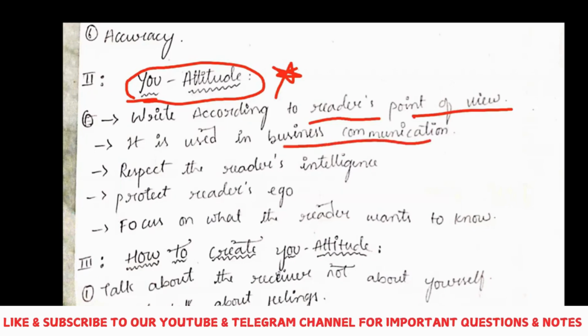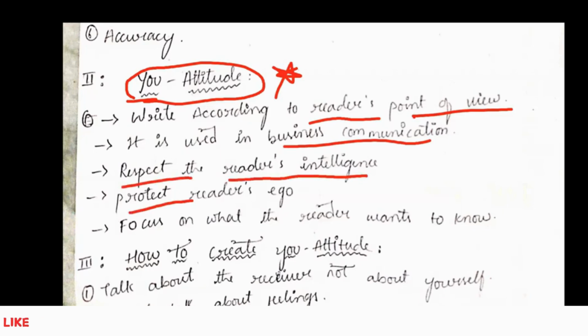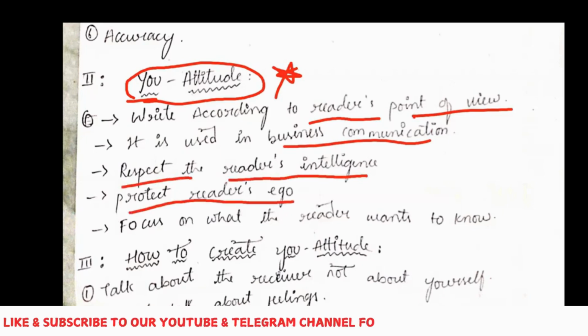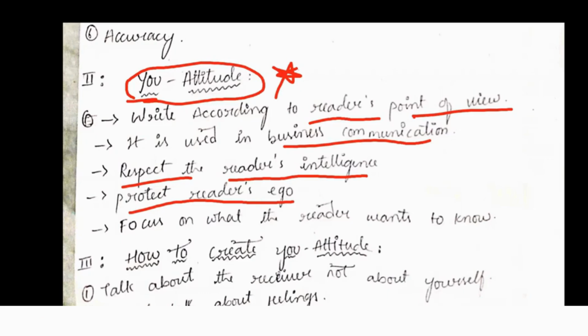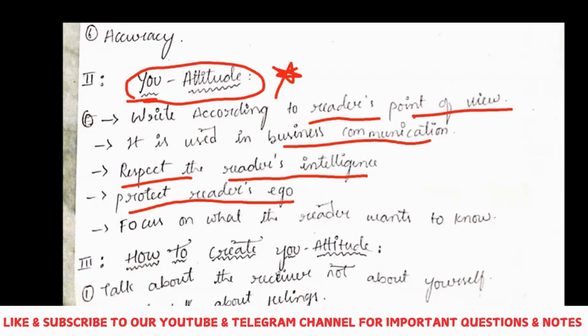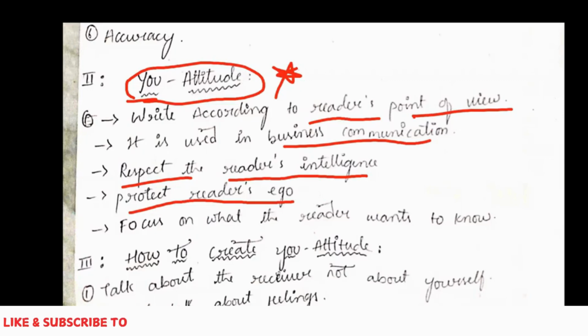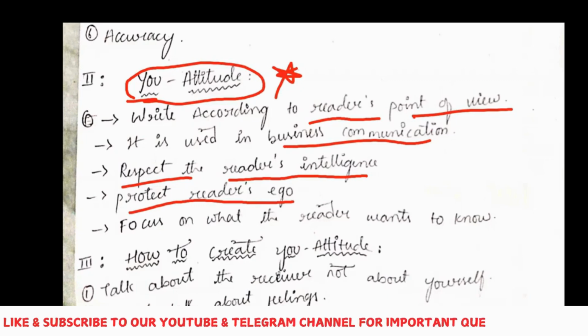And respect the reader's intelligence, protect the reader's ego. When you are writing, we have to give respect to others, the reader's intelligence, and we also have to respect their ego. Don't hurt them by using unnecessary words or by mentioning something wrong in that passage. When you are writing something, don't hurt. You have to concentrate on protecting the reader's ego. And the fourth one, focus on what the reader wants to know. When you are writing, you should focus on what the reader wants to know from that passage, from what you are writing.